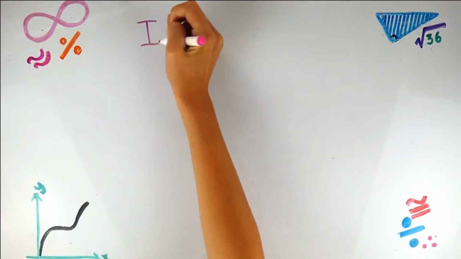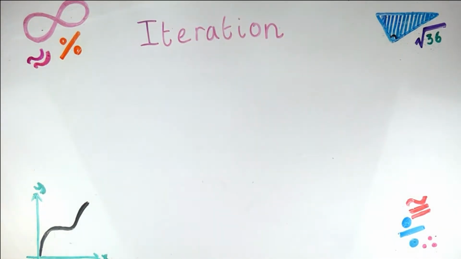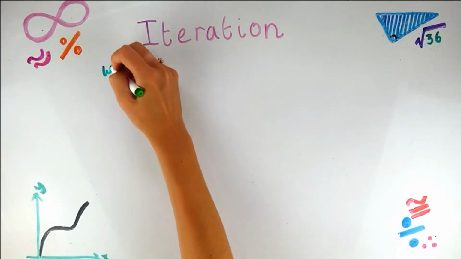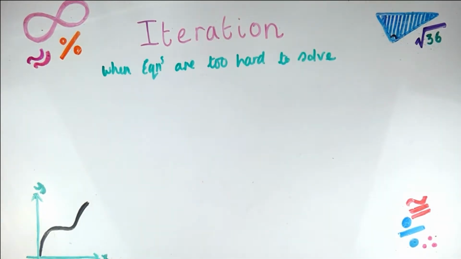This video is on iteration. First thing we need to find out is when do we actually use iteration? We use iteration when equations are too hard to solve. So we've learned things like the quadratic formula, we can solve quadratics, but sometimes they're even harder than that and we don't have the skills yet to solve them.